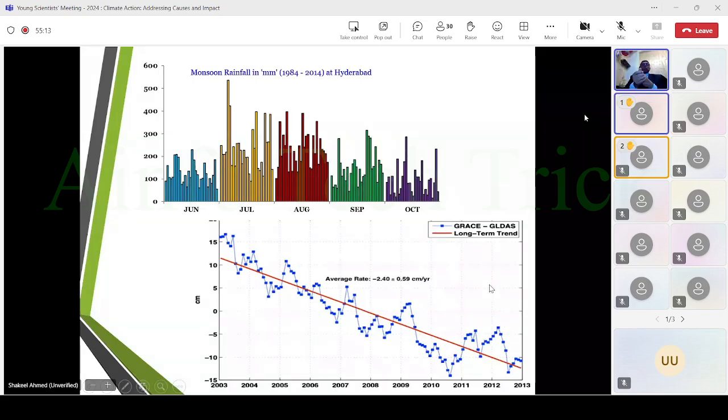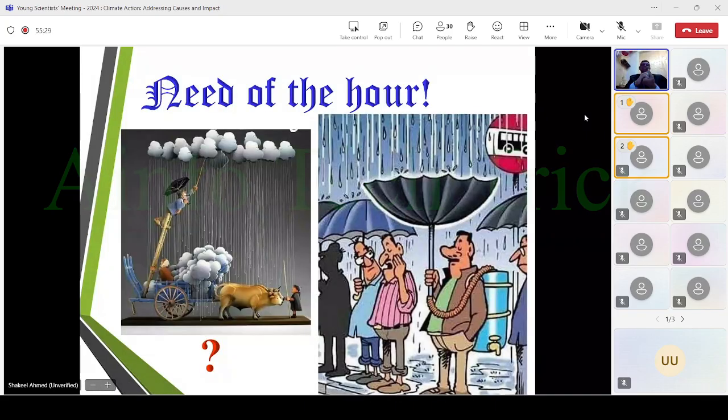So what do we do now? There is a cartoon here, and the left side and right side, I discussed this. The left side, of course, it's okay for discussing, but it's not possible. You cannot do the cloud seeding, and all those things have not been very easy.